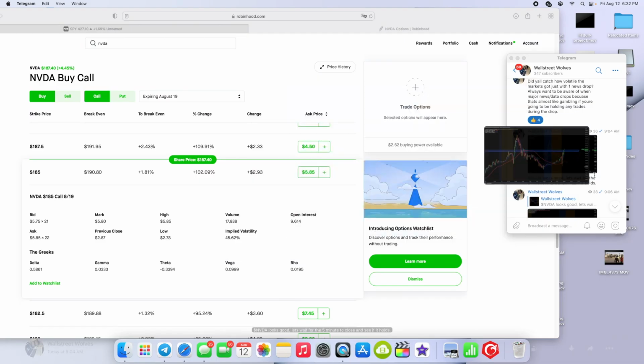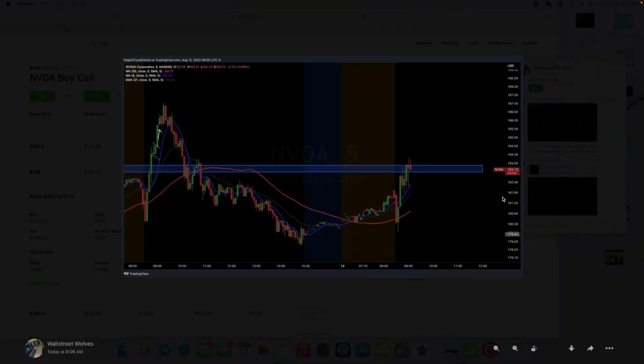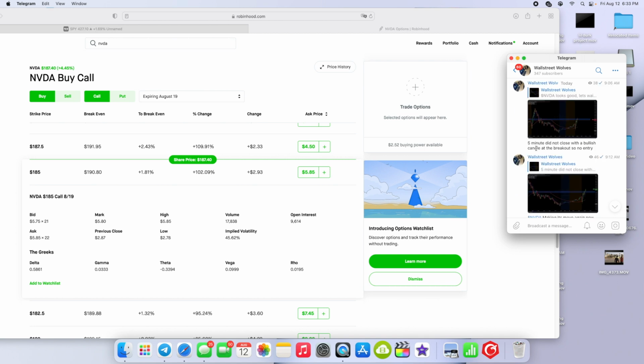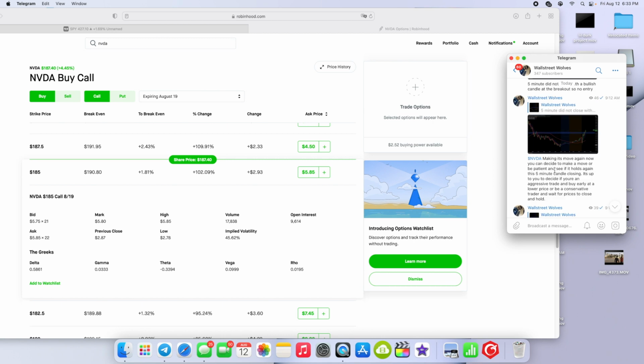We had 36 seconds, and what happened? Prices closed bearish. That means prices didn't close very strong above resistance, which means you shouldn't be taking that entry. If prices are still looking weak, you want to see a strong close above resistance if you want to enter on buy. So that's why we didn't enter on that. Explained that right there. 5-minute did not close with a bullish candle at the breakout, so no entry.